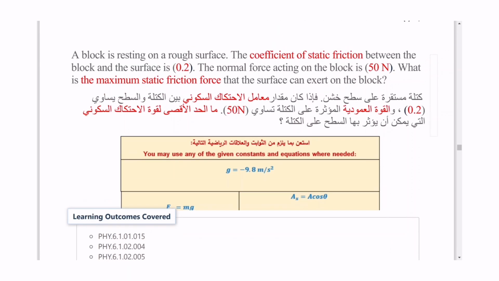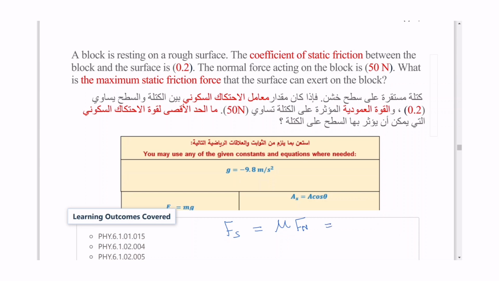Next question. A block is resting on a rough surface. The coefficient of static friction between the block and the surface is 0.2. The normal force acting on the block is 50. What is the maximum static friction, the static friction force that the surface can exert? What is the equation to calculate the maximum value of static friction? Maximum static friction equals coefficient of friction multiplied by normal force.